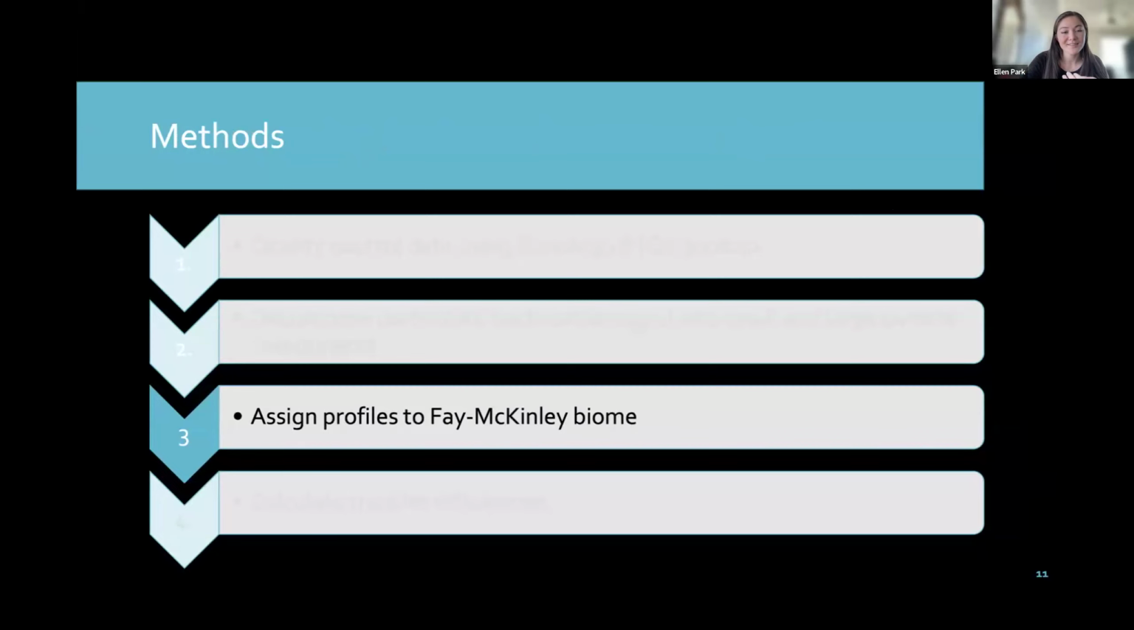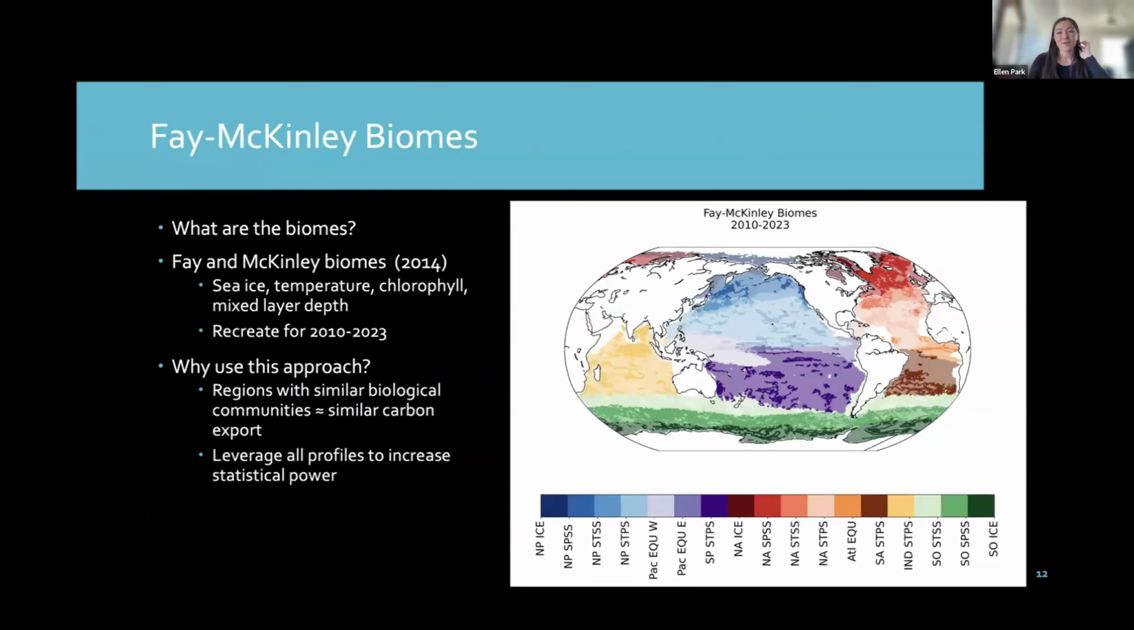Finally, the profiles are then assigned to a Fay and McKinley biome. And on land, we can group regions of terrestrial plants that are similar based off of the temperature and precipitation that they experience there. And so we can take a similar approach with the ocean. And this was done by Fay and McKinley using sea ice, temperature, chlorophyll, and mixed layer depth. And the original product was created from 1998 to 2010, which precedes the BGC Argo era. So here I recreated these yearly biomes from 2010 until 2023. And you can see all 17 different biomes on the map on the right.